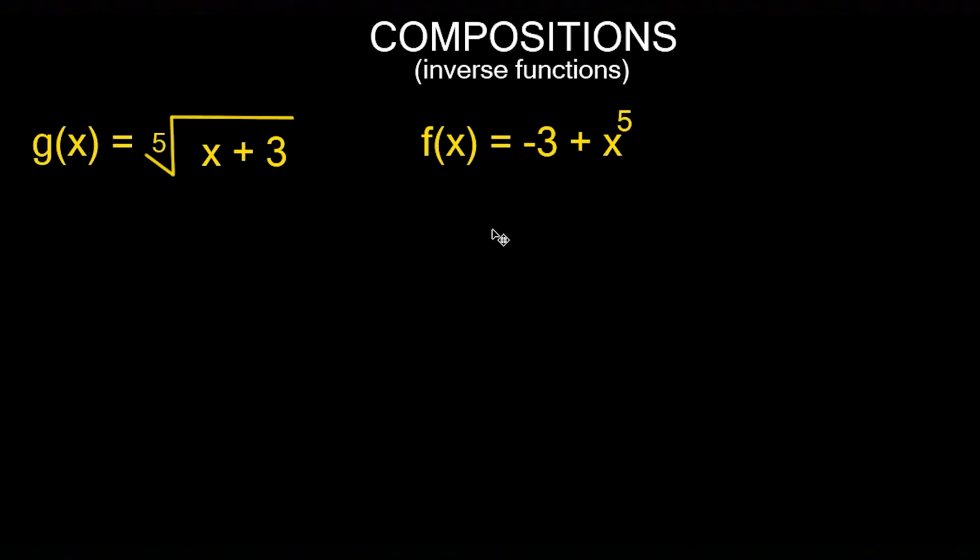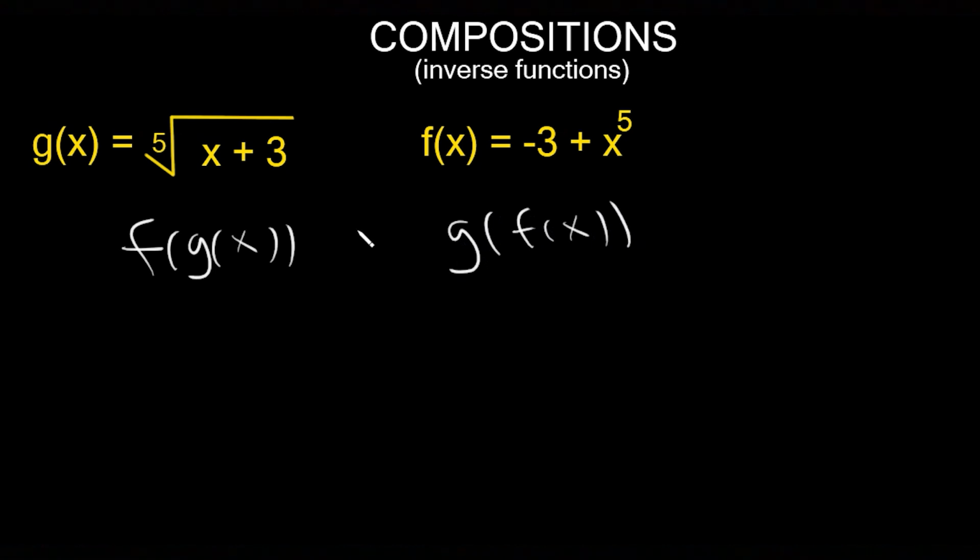Well, we're going to do that by taking the composition, all right? So it's really simple. You're going to do f of g of x, okay? And then you're going to do g of f of x, okay? If these are both equal to x, so if you do f of g of x and you get x, and you do g of f of x and you get x, that means that yes, these two functions are going to be inverse, okay? But they both have to be equal to x.